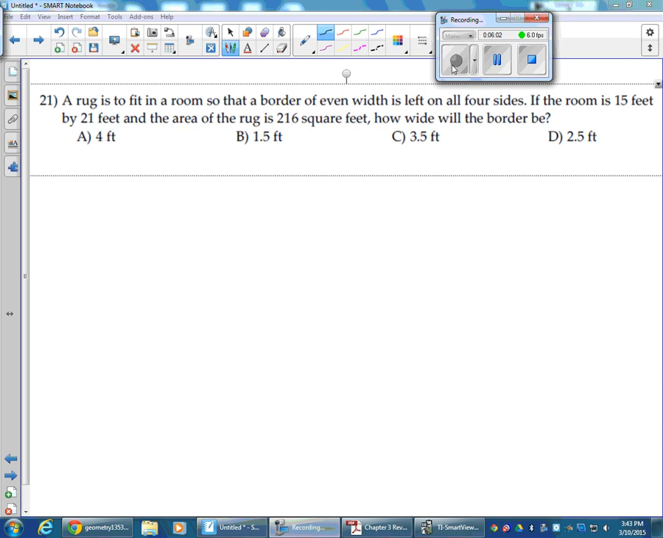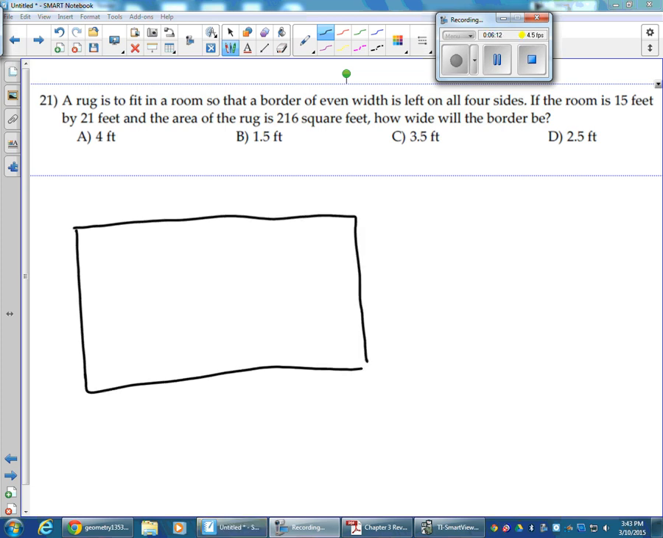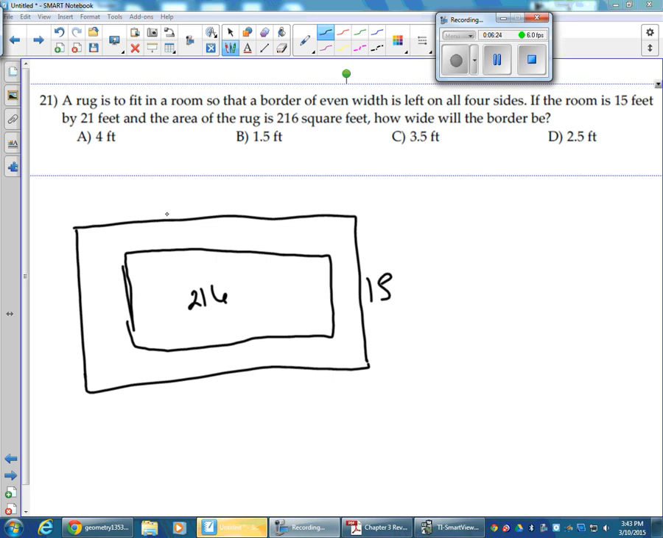All right, another word problem. I drew this on the board for some people today, but it's a rug inside of a room, and it has this even border around the rug inside this room. So we've got this rug on the floor in here, and then we've got the border around the outside of the rug. And the rug has an area of 216, and the room is 15 by 21.